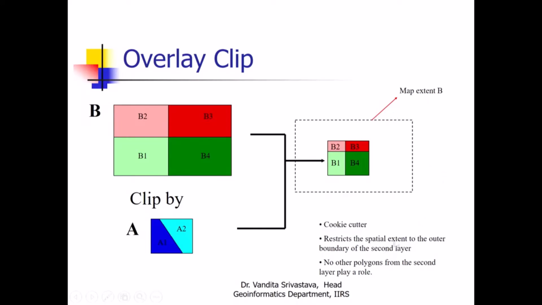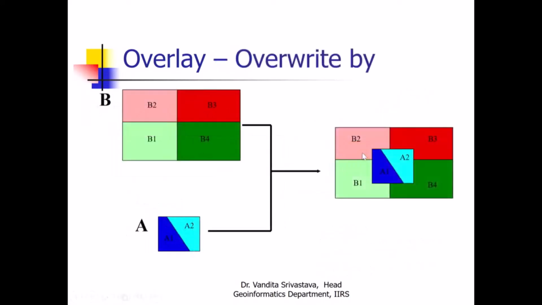It restricts the spatial extent to the outer boundary of the clip layer. No other polygons from the second layer play any role. Only the boundary of this is used for cutting. So that is the clip operation. It is a feature extraction operation. That's why no attributes from this layer will be copied to the output.